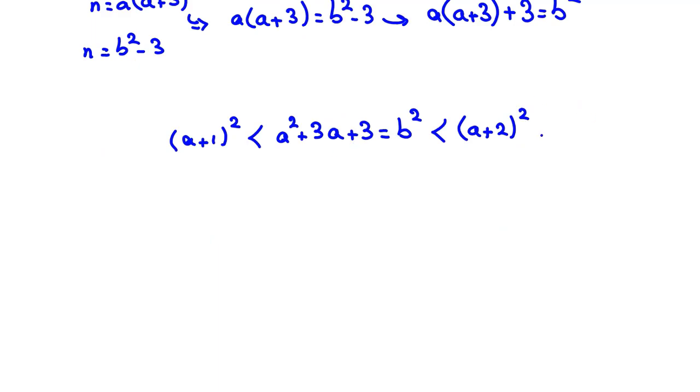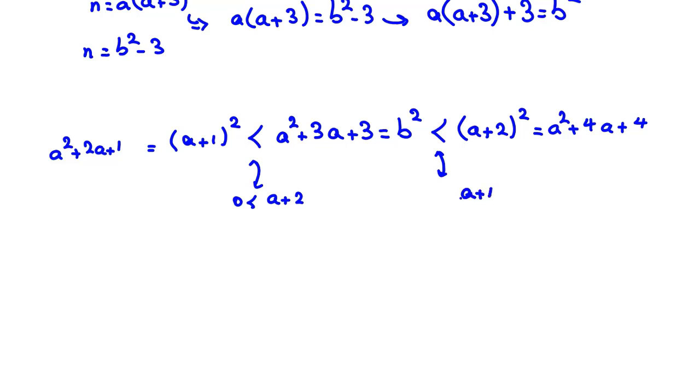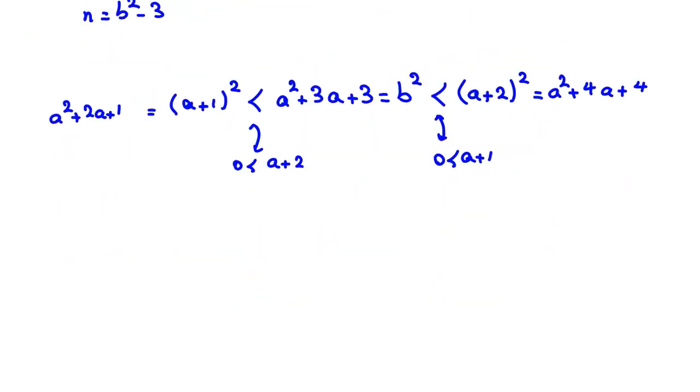Okay, so we want to prove it. Here we have a squared plus 4a plus 4, and here it is a squared plus 2a plus 1. It is equivalent to a plus 2 is greater than 0, and here it is equivalent to a plus 1 is greater than 0. Okay? That was k equals 3. Let's check k equals 4.